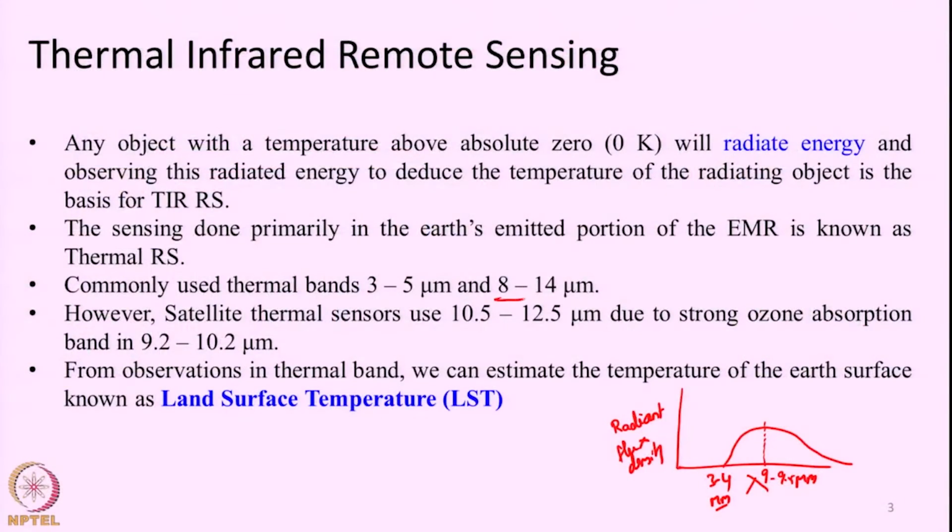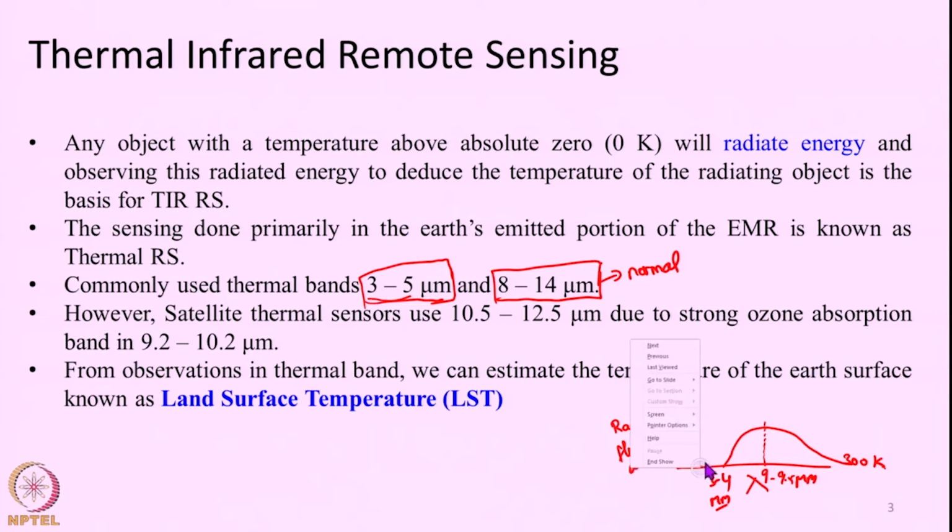I told you 8 to 14 micrometers is the common range under normal conditions. But under some extreme conditions, such as volcanic emissions or very strong large scale forest fires, the emission from such burning features will occur in the 3 to 5 micrometer range. Let us assume this is a black body curve for an object at 300 Kelvin. If we want to draw a similar curve for an object at say 700 or 800 Kelvin, it may look something like this.